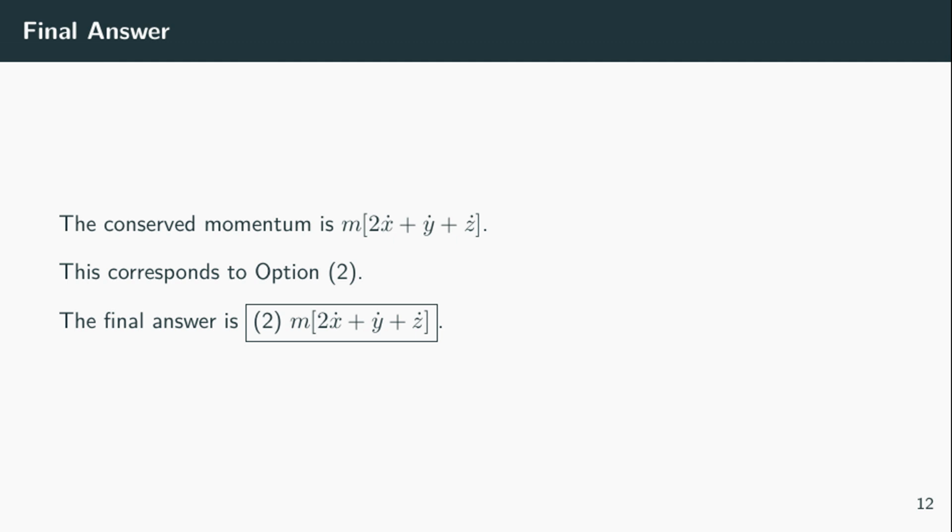So based on our calculations and verification, the conserved momentum is the quantity given by option 2, which is m times the quantity 2x dot plus y dot plus z dot. The final answer is option number 2.